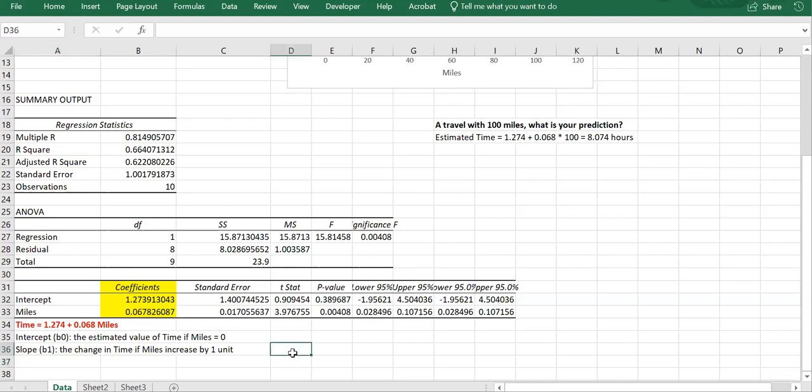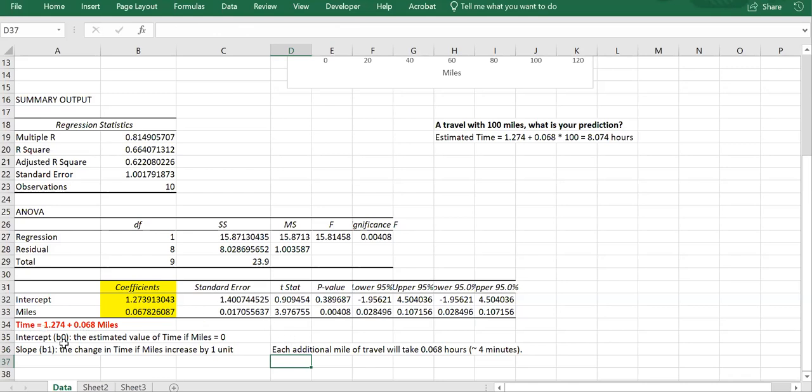So I'm just going to write it here. Each additional mile of travel will take, I mean, we're talking about estimated values here, all right? It should take, estimatedly, 0.068 hours, which is equivalent to almost 4 minutes. So that's how we interpret this. Each additional mile of travel will take this much, equal to the slope of time.